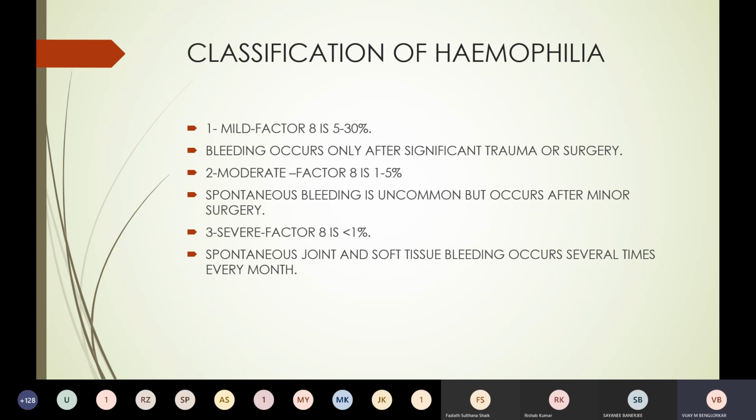Number 2 is moderate. In this, factor VIII is around 1 to 5%. These patients get spontaneous bleeding after minor surgery.